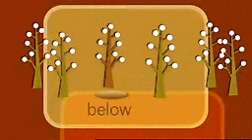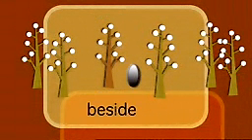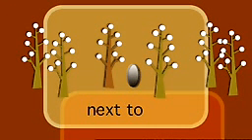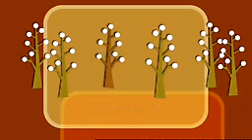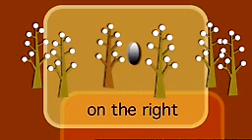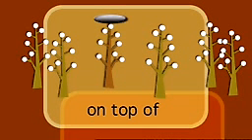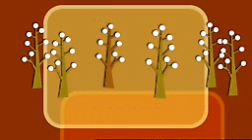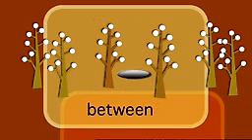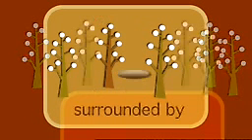Above, below, beside or next to, in front of, behind, on the right, on the left, on top of or over, under, between, or even surrounded by. Let's listen to Dr. Bowger once more. As well as using these prepositions, he uses another word to show exactly where things are. Can you hear it?